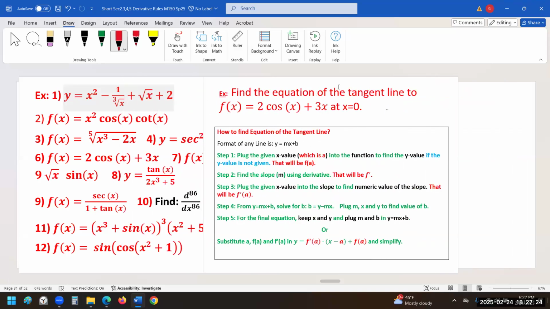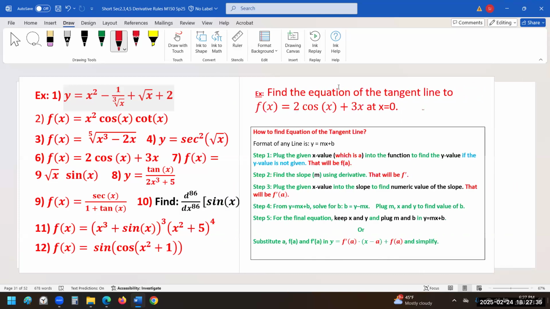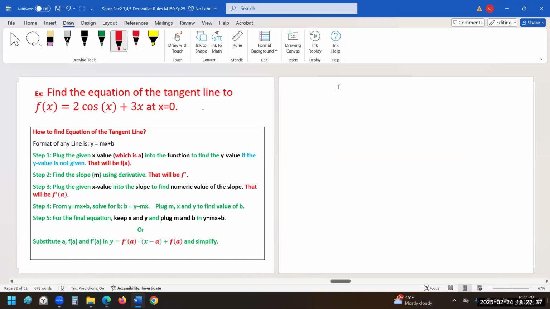Let's do this question first, where we are finding a tangent line, one more tangent line question at x equals 0. And then we are going to do the rest one by one. So we have f of x is 2 cosine x plus 3x. Actually, you should do it. This is much easier than what we did previously. Find the equation of the tangent line by yourself.